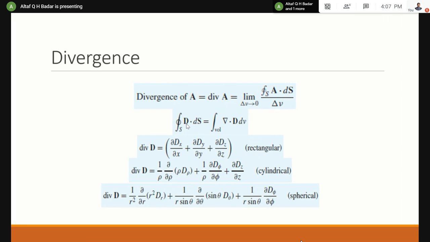Source means where the lines are emanating from. So a positive divergence of a vector will basically indicate that it is a source, whereas the negative will indicate it is a sink. Divergence is performed on a vector, however, the result will be a scalar, as we can see here. This gives me a scalar quantity, this also gives me a scalar quantity, and this also gives me a scalar quantity. This itself is a scalar value. There is no direction there.